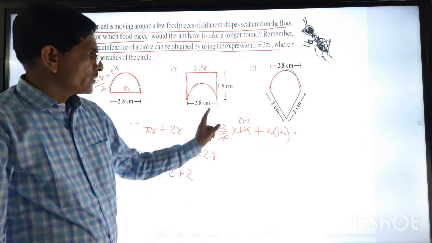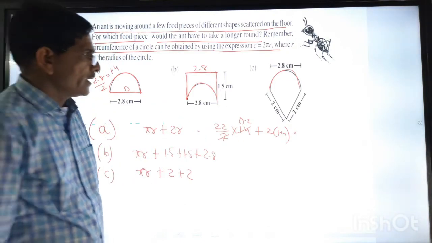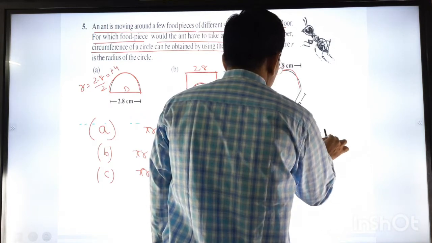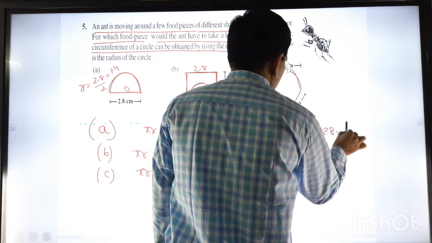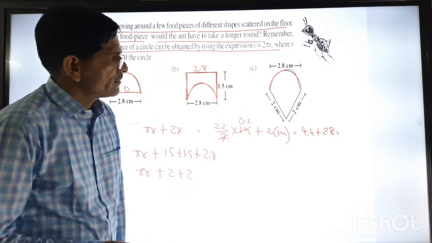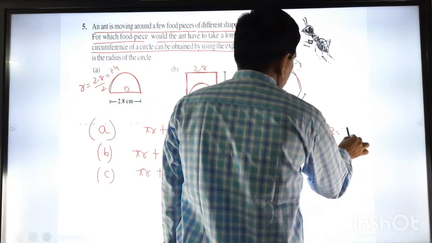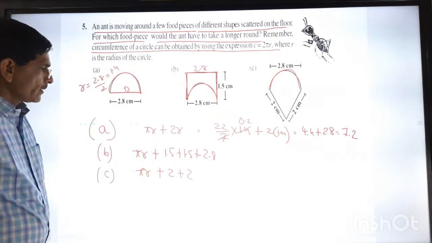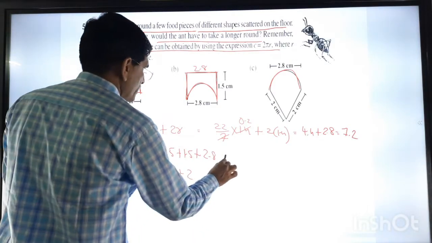If I simplify further, here 7 twos are 14, so 0.2. 22 into 2 is 44. 44 upon 10 is 4.4. So 4.4 plus 2.8, that you have to add. That is 7.2. Your answer is 7.2.